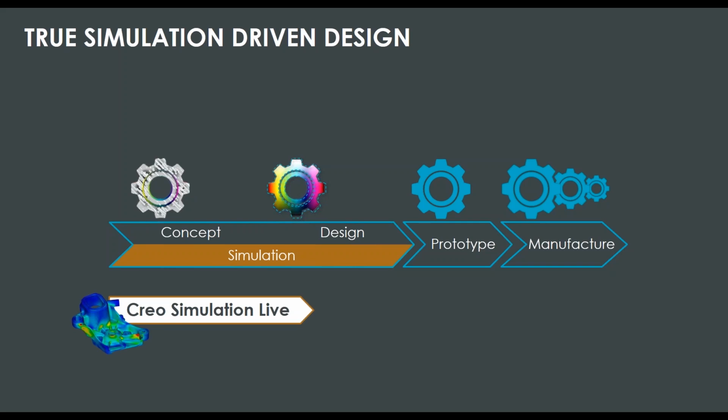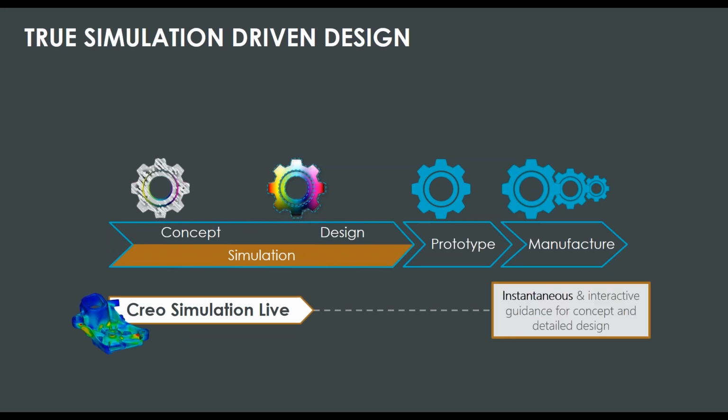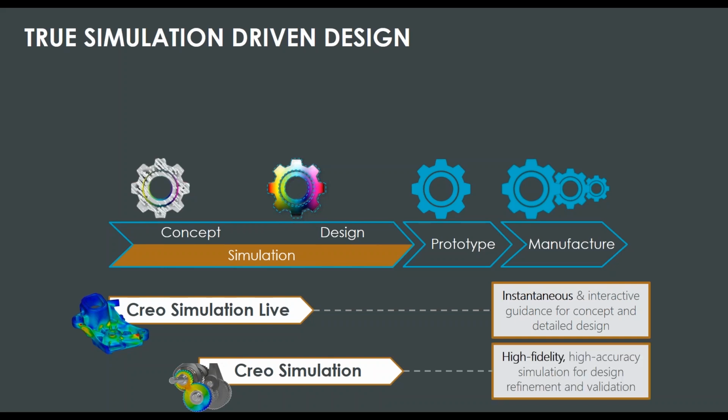So what this has manifested as is this new product, Creo Simulate Live, which will be used throughout these early stages, the design and the concept phase, and it will give us instantaneous and interactive guidance for that detailed design. Now, the nice thing about this product is that if you've already invested in something like Creo Simulate or Ansys or any of these other products, it will work in tandem with them, particularly with Creo Simulate. It has a bidirectional passing of information there. So those tools can still be used, but they can be used more for the high fidelity, high accuracy simulations that you do at the end, that final validation that your work is where it should be.